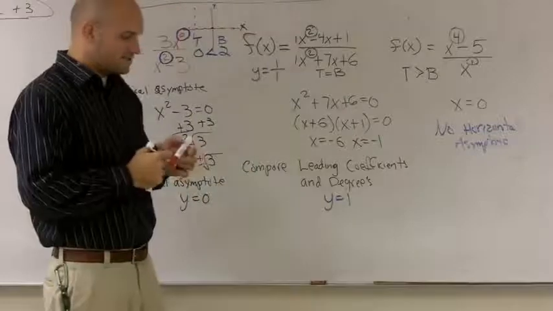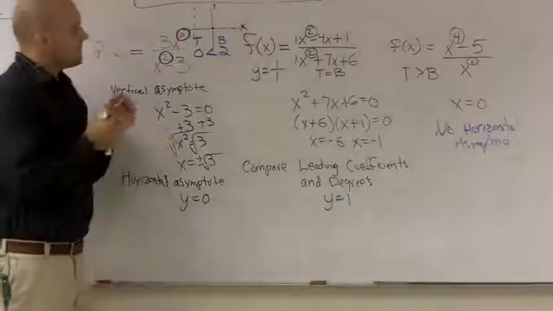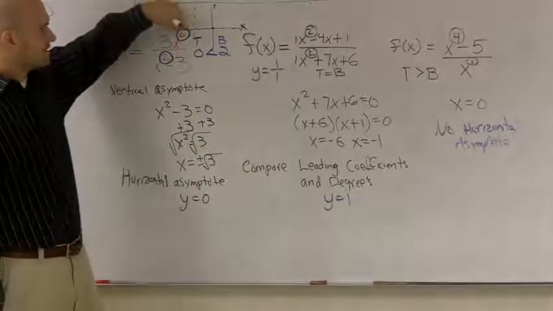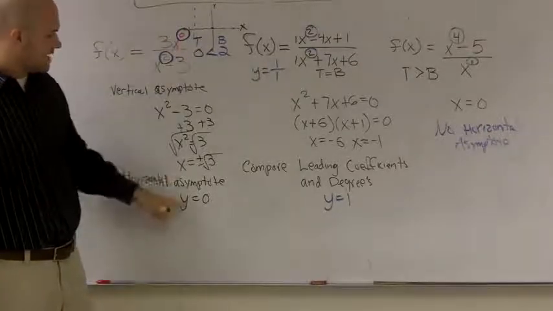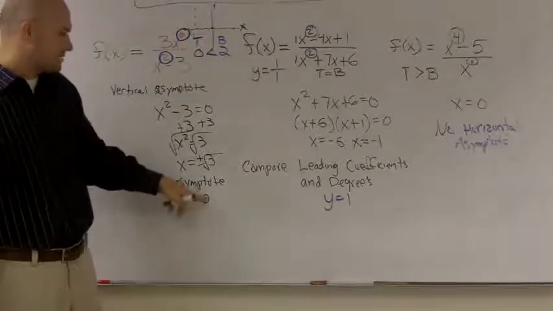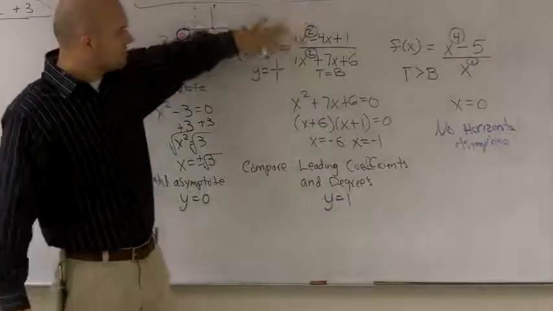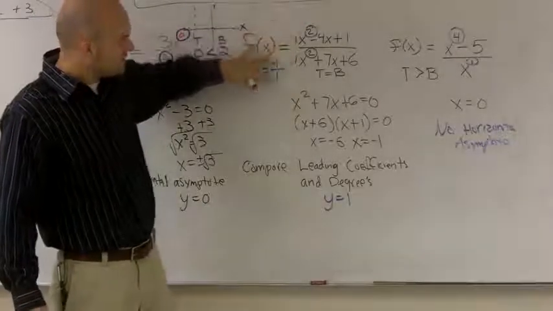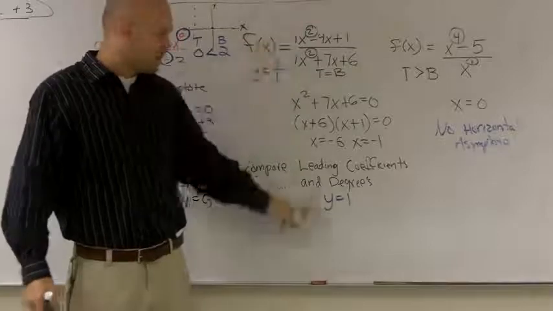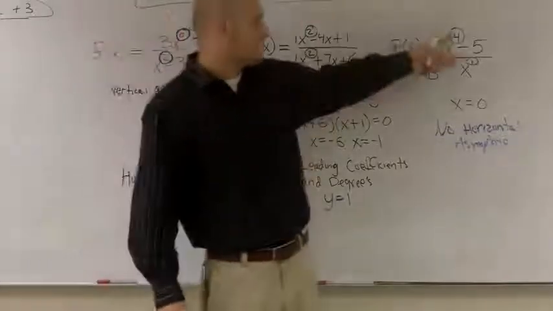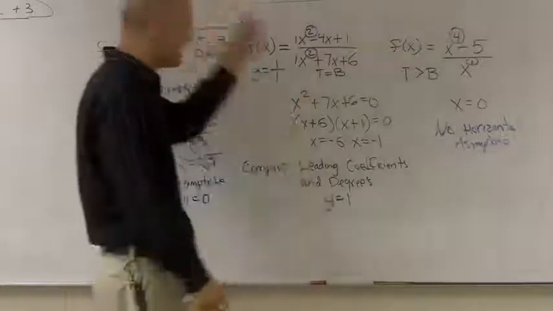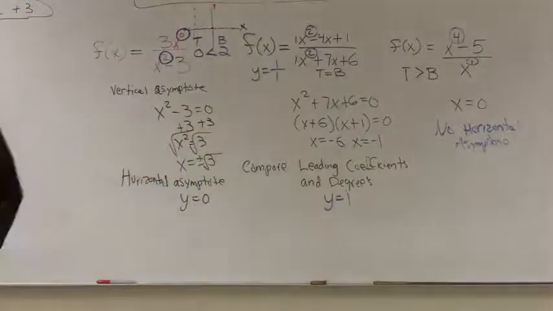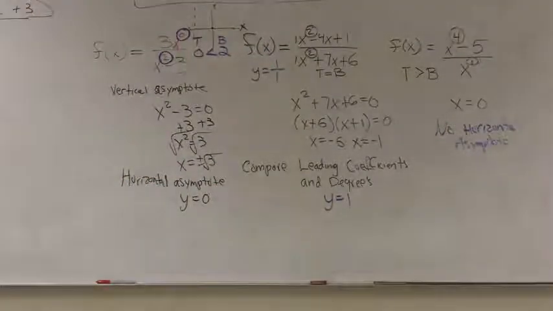If you can just remember, whenever the top degree is smaller than the bottom degree of your leading term, then your horizontal asymptote is y equals 0. When they're equal, you take the two coefficients and you divide them, and here 1 divided by 1 is 1. And whenever the top is larger than the bottom, there's no horizontal asymptote. That's how you find the horizontal and the vertical asymptotes. So basically, all you need to find horizontal is the coefficient.